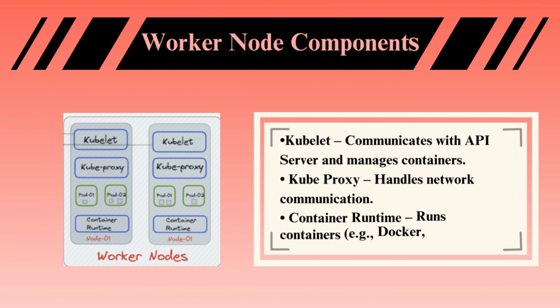Worker node components: kubelet, which talks to the API server and manages containers on the node. Kube-proxy, which handles network communication. Container runtime, which runs containers, like Docker or containerd. Together, these form the Kubernetes cluster, a self-managing system that keeps your app running smoothly.